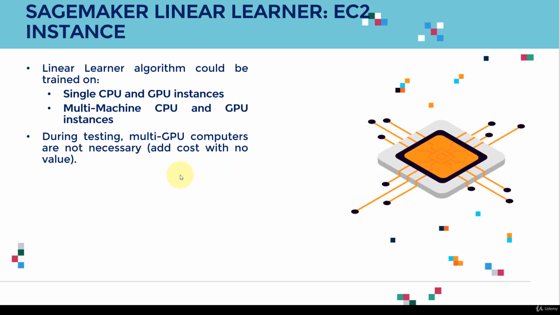Okay, so the last point is, what about the EC2 instances? I need to run this model on a compute, so I need to select either a CPU or GPU. The Linear Learner algorithm can be trained on single CPU and GPU instances. Because it's very simple, and in our case it's very simple data, a single CPU will be more than enough. You can also train it on multi-machine CPU and GPU. But for testing, AWS recommends not to use multi-GPU computers. They are not necessary. You're just going to pay more money and not get much value out of it, because the algorithm is very simple.